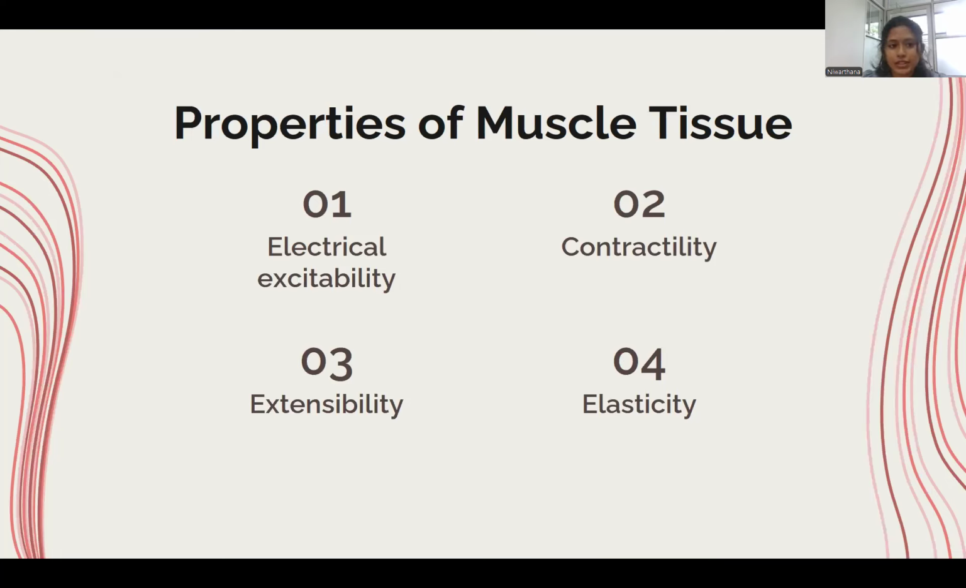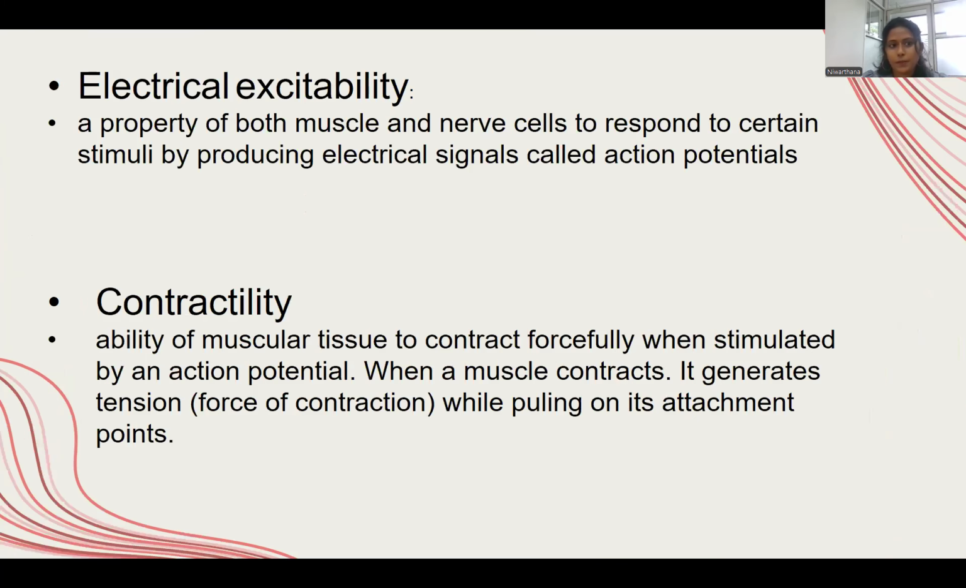For those functions, there are four main properties of muscle tissue: electrical excitability, contractility, extensibility, and elasticity. When we take electrical excitability, it is the property of both muscle and nerve cells to respond to certain stimuli. They produce electrical signals called action potentials, which send signals to the muscle and nerve tissues.